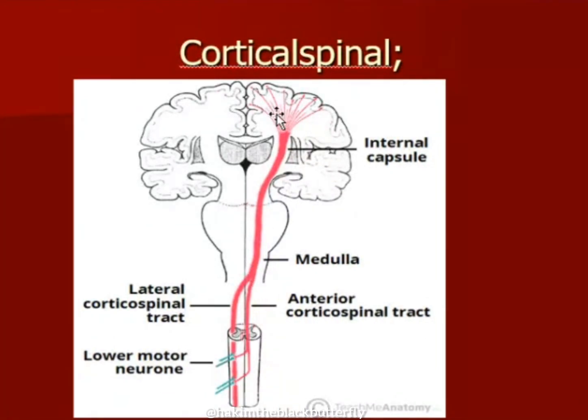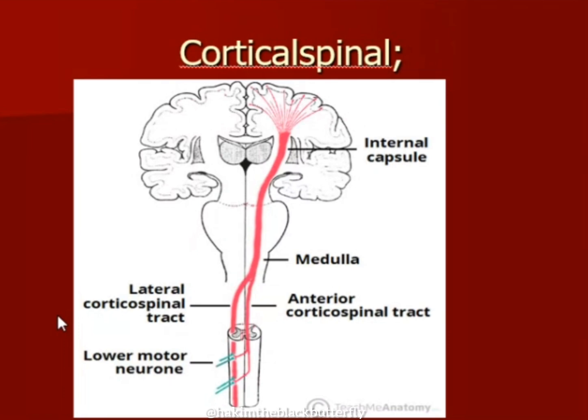So when these axons of the upper motor neurons reach the spinal cord, they synapse with lower motor neurons, which will pick the impulses from them and transmit them to the body muscles. The upper motor neurons are what you call the first order neurons, and the lower motor neurons are what you call the second order neurons. This is what you call the corticospinal tract.